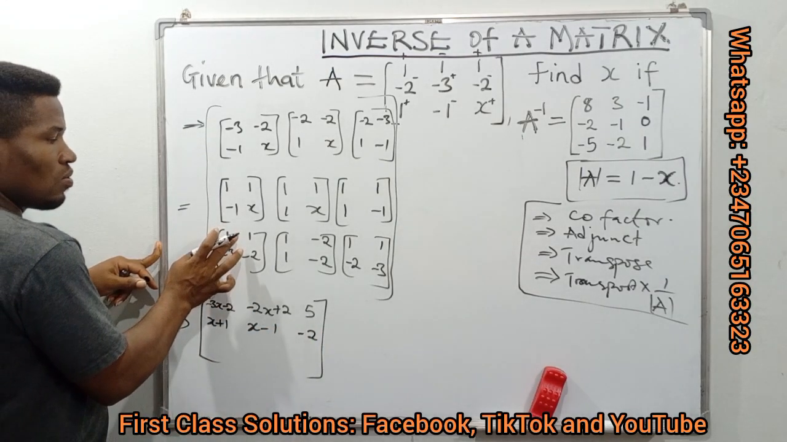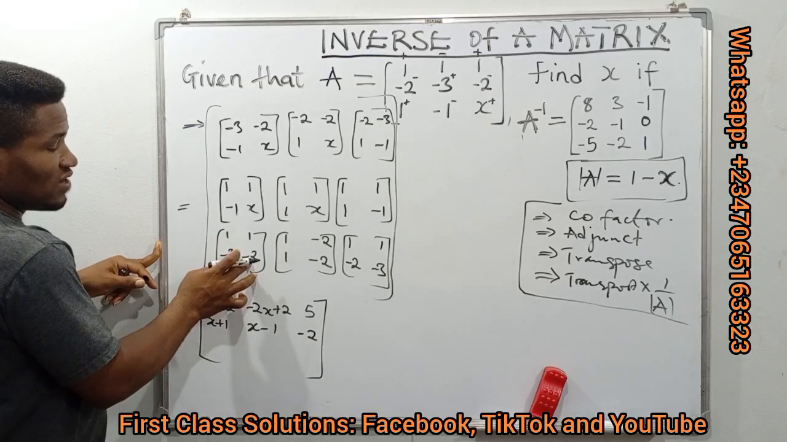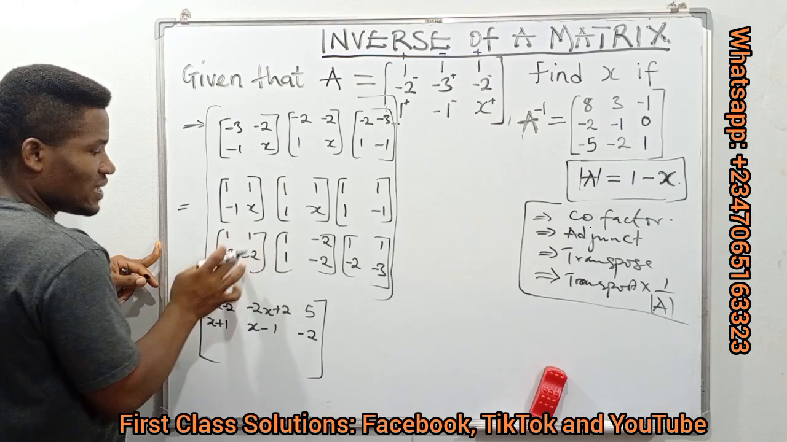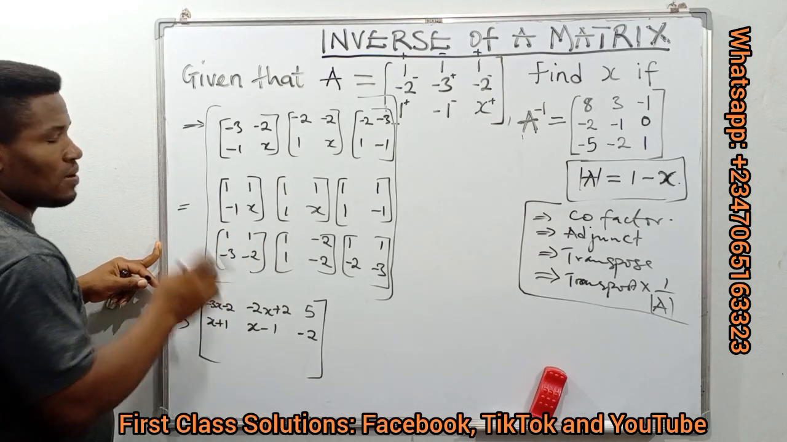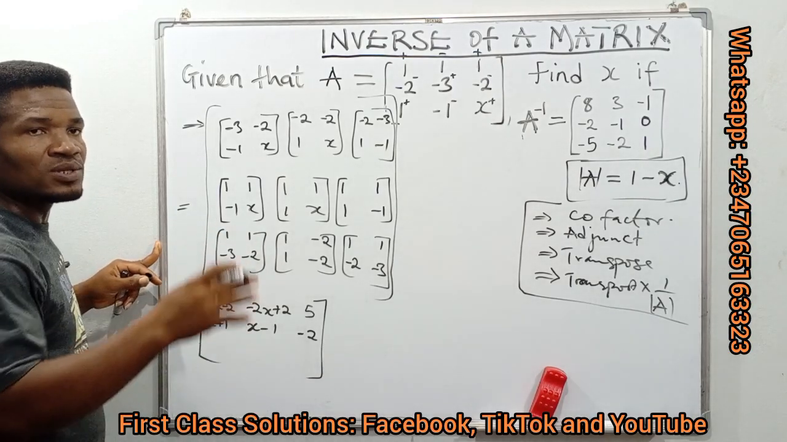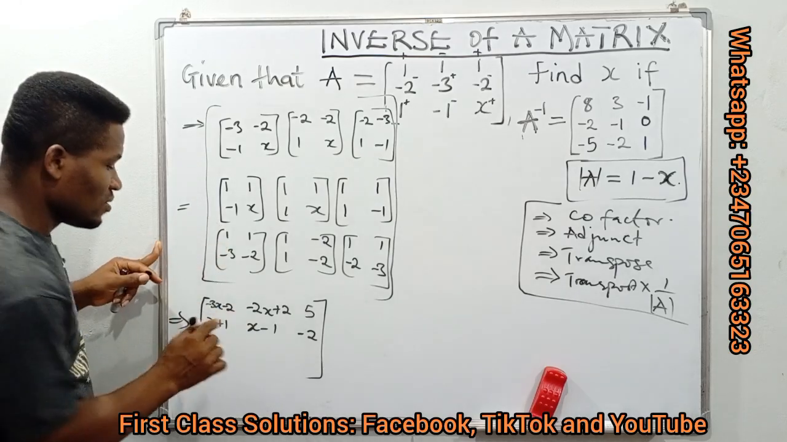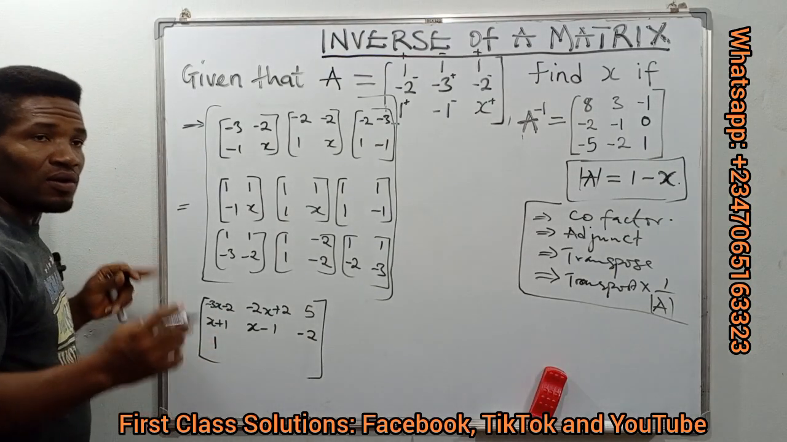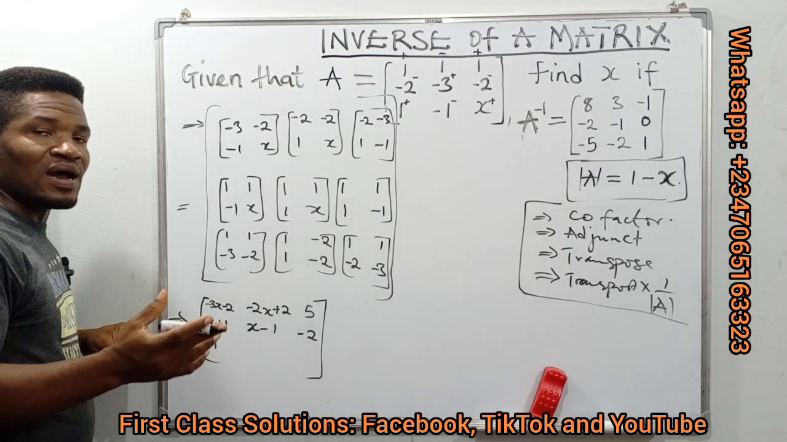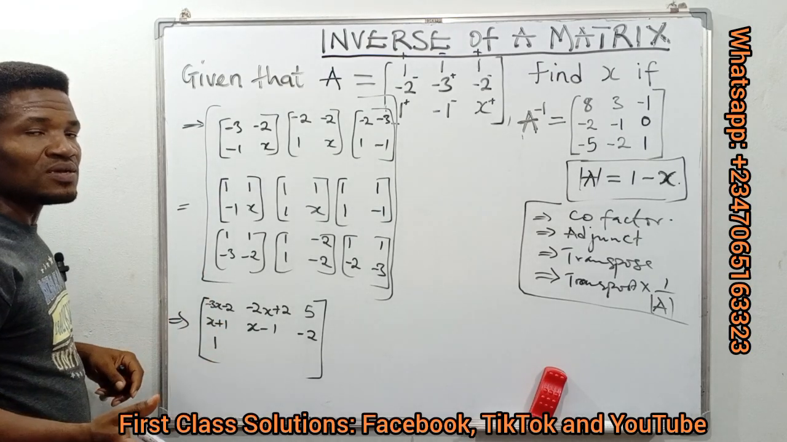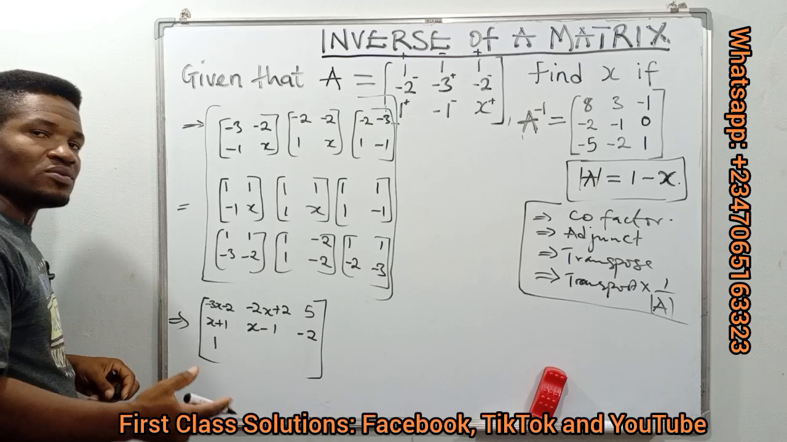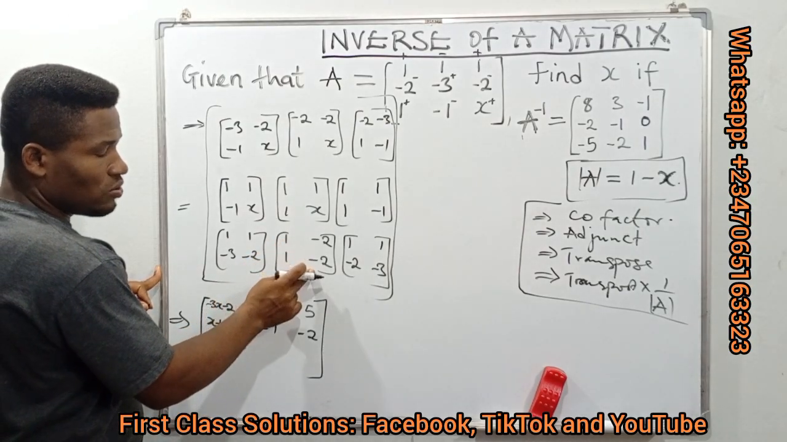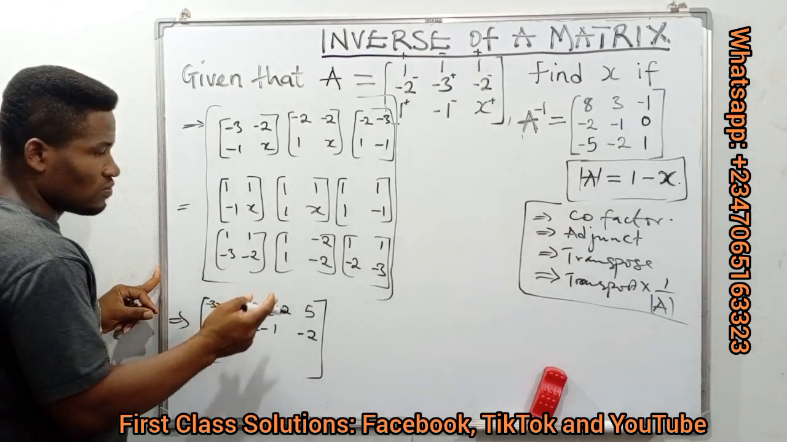Here, 1 times minus 2 will give us minus 2. Then 1 times minus 3 will give us what? Minus 3. Minus 2 minus minus 3 will give us minus 2 plus 3. So minus 2 plus 3 is what? 1. That means you are owing 2 items and you are having 3. Minus 2 plus 3. So when you pay the 2 you are owing, you should be left with what? 1.